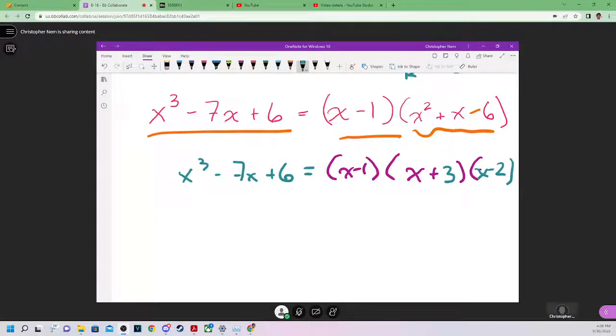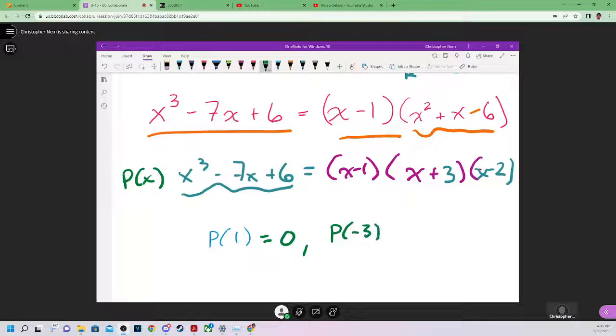So I've done a few things. I was able to factor this guy out fully, p of x. I was able to factor it out fully without using those crazy factoring methods. Rather, I just use long division to help me factor it out. And I have a few statements I can say. I can say that p of 1 equals 0. I can say p of negative 3 equals 0. And I can say p of 2 equals 0.